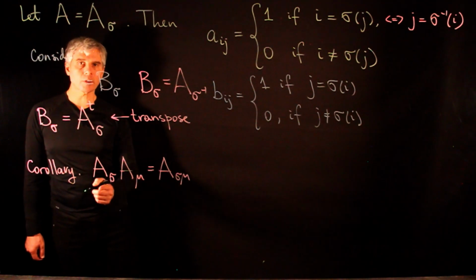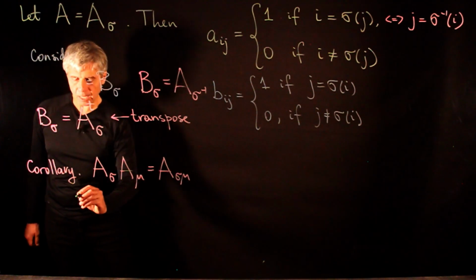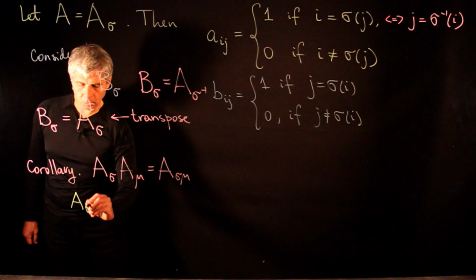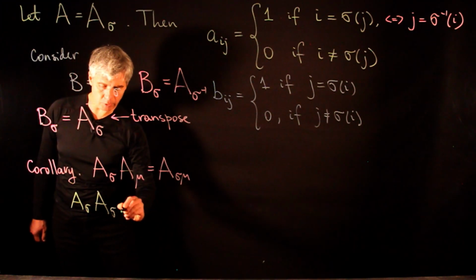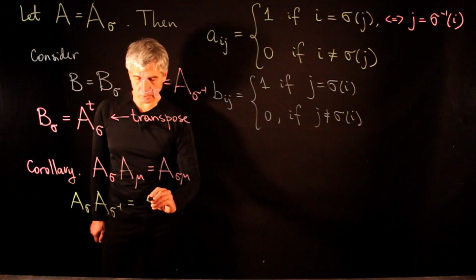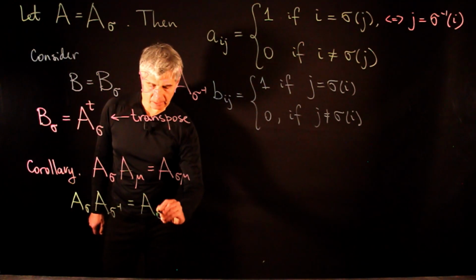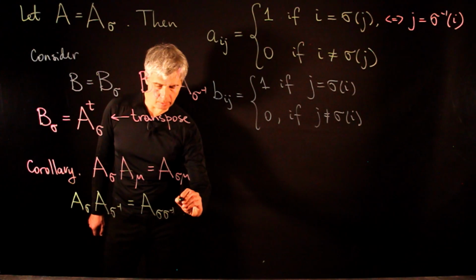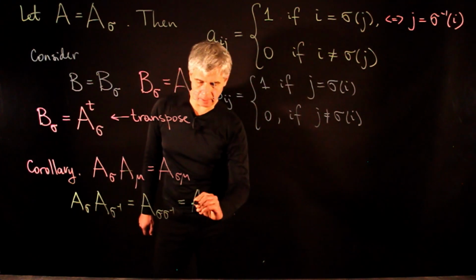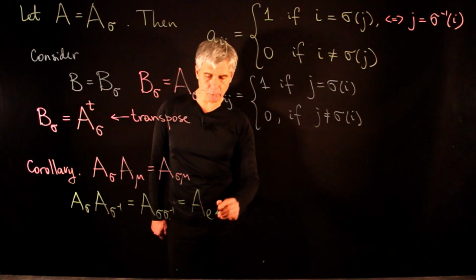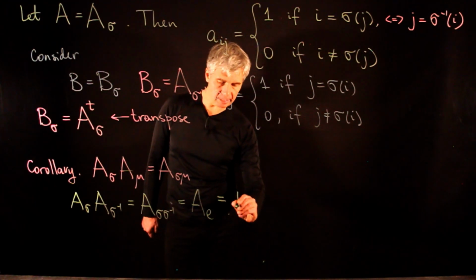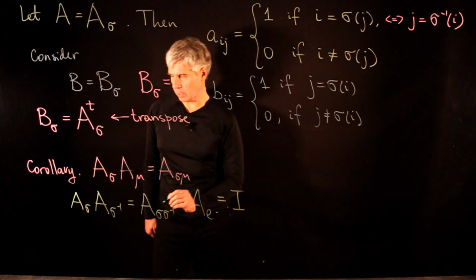If we take this corollary about the product of permutation matrices and consider the product of permutation matrices A sigma and A sigma inverse, then this will give us A sigma times sigma inverse, which is the permutation matrix that corresponds to the identity permutation, which can be easily seen as just the identity matrix.